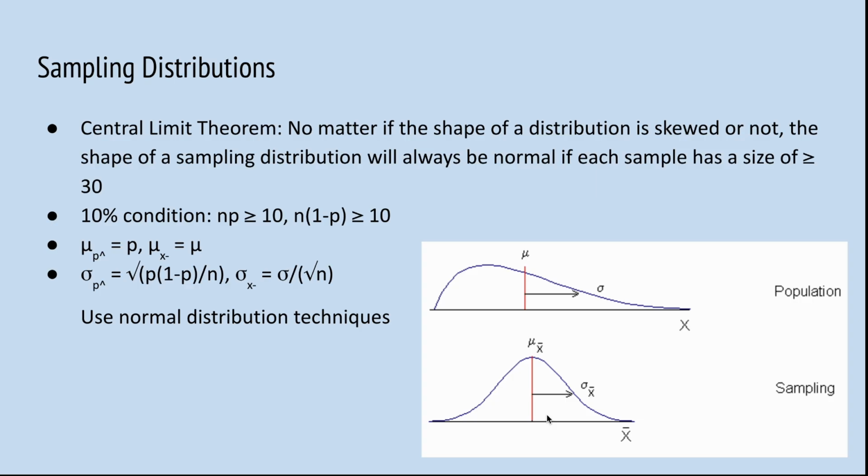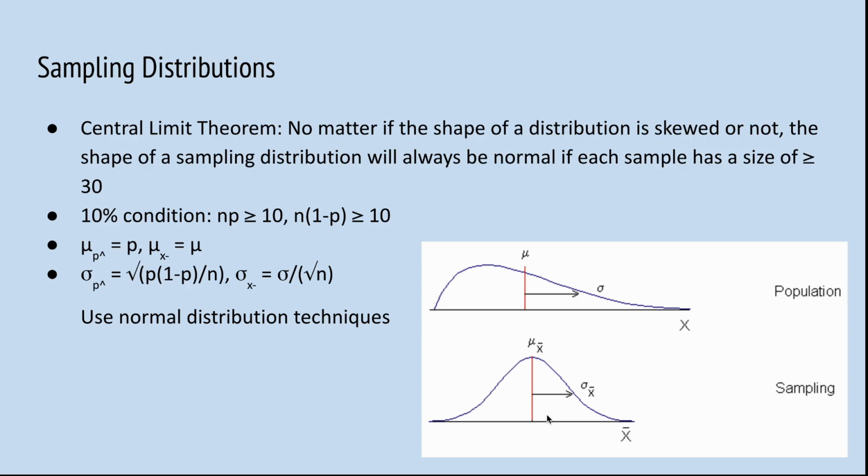The 10% condition says that n times p and n times 1 minus p have to be greater than or equal to 10. And this is how we know that we can sample without replacement. The mean for sampling these is just the value. So if it's a proportion, it'll just be p. If it's a mean, then it'll be just mu.